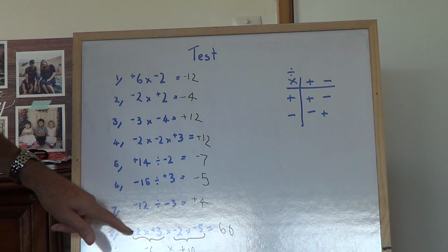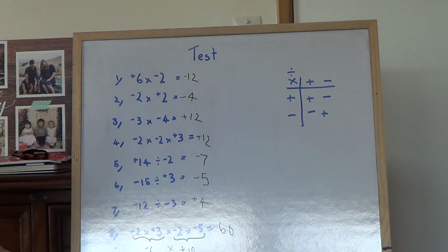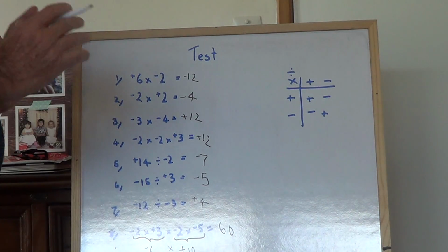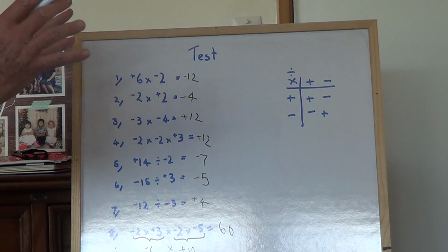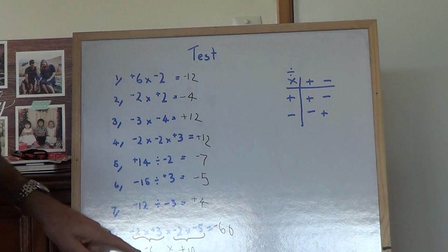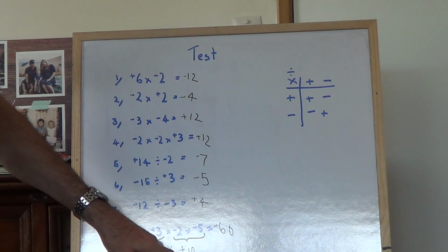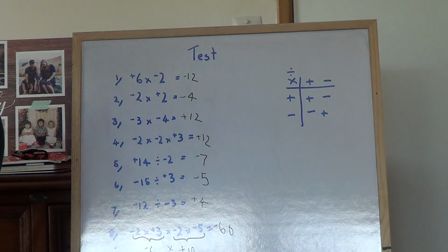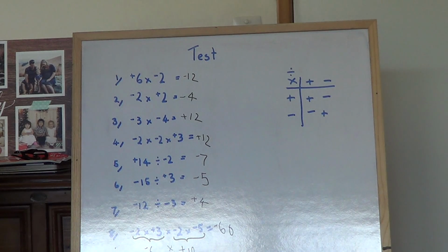Here we've got 3 negatives, right? 1 pair cancels out, but we've still got 1 left over, so that's minus 60. And minus 6 times positive 10 will give you minus 60, and we're done. Once you do the two-step operation, this is dead easy, alright?